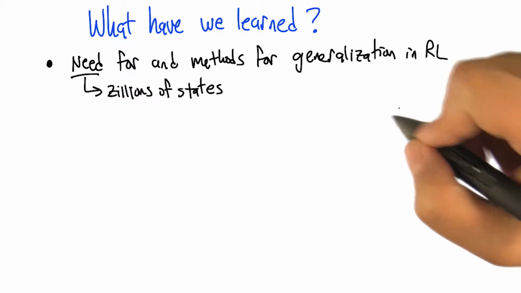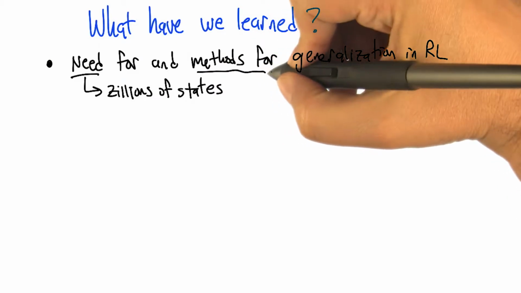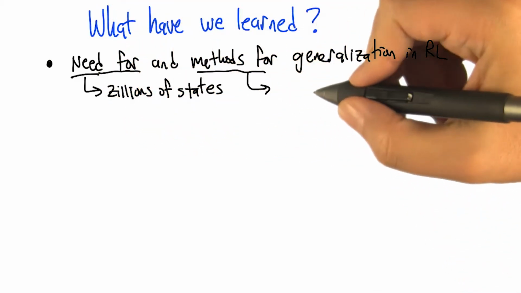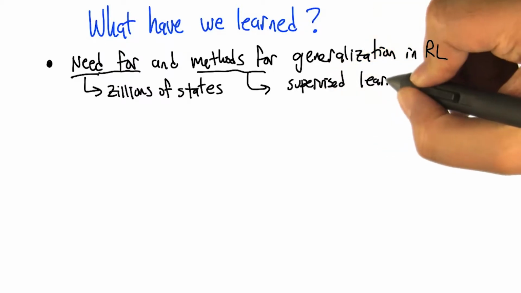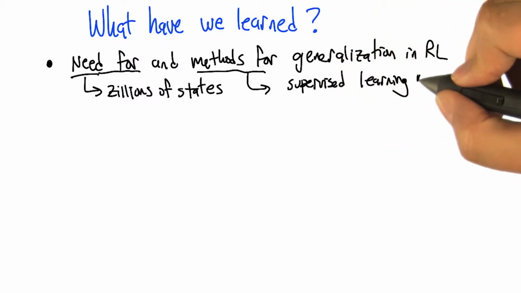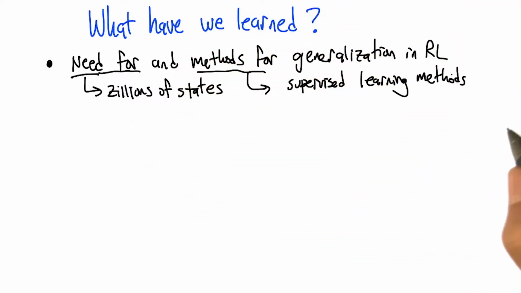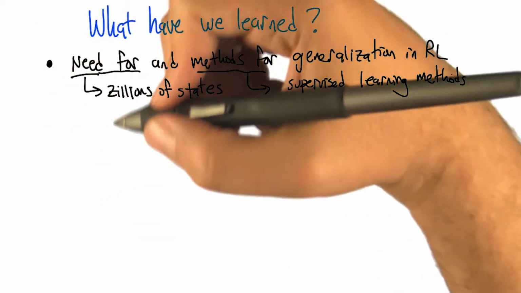Good. Okay. And methods for? You talked about a few methods, but I think at the end of the day, it really boiled down to let's just take all that stuff we learned in supervised learning and apply it. Cool. But we did talk about some specific ones. Do you remember any particular supervised learning methods that we looked at in the context of generalization and reinforcement learning?